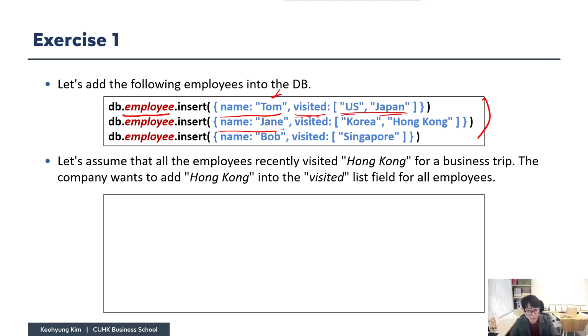And the second document name is Jane. Jane visited Korea, Hong Kong. The third document name is Bob. Bob visited Singapore only, like this.